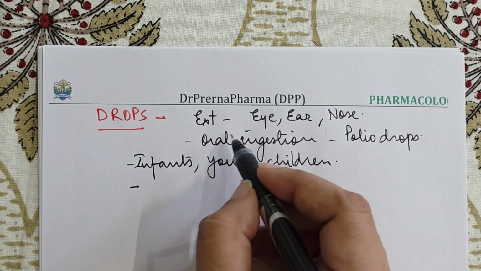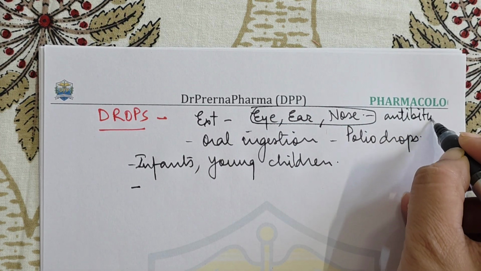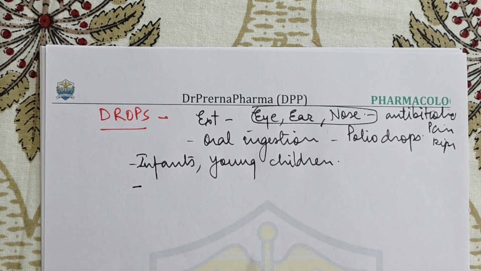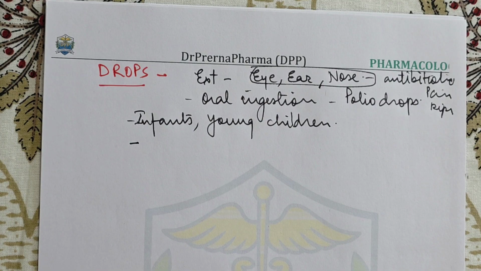Then antibiotics can be given whenever there is an infection in the ear, nose or throat, and even painkillers can be given as drops. Okay, so they have a nozzle, they have a dropper for accurate dosing, and that is how it has to be given.